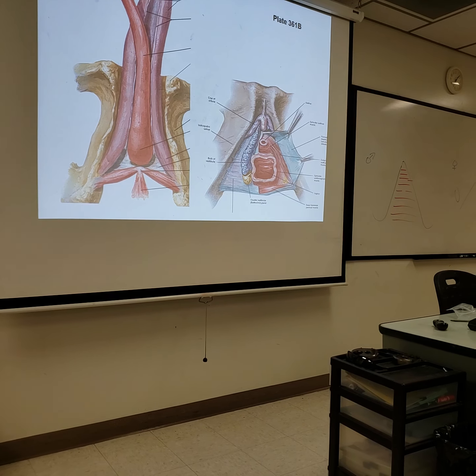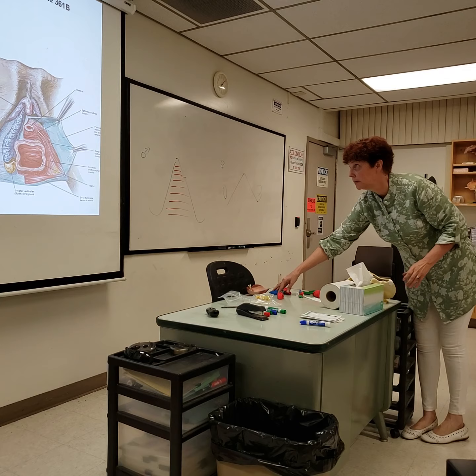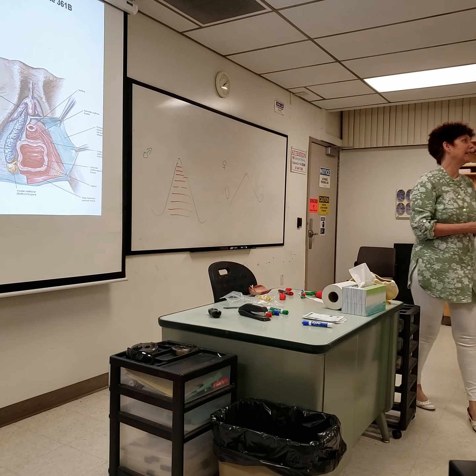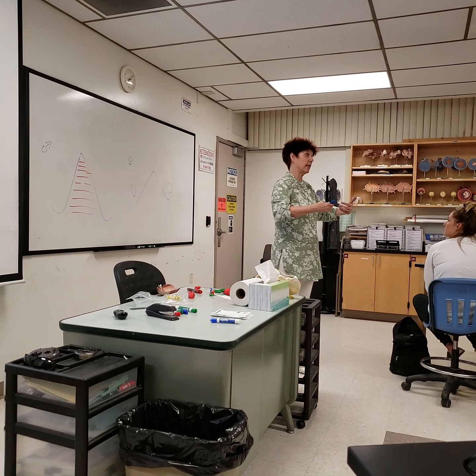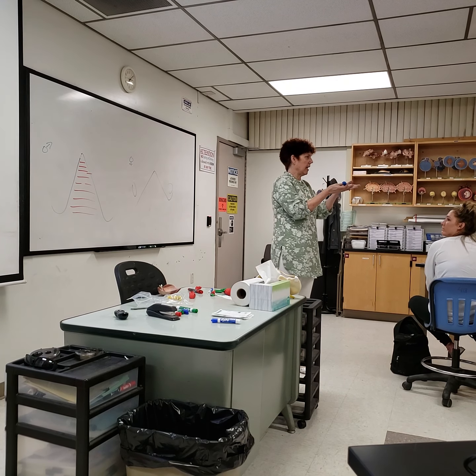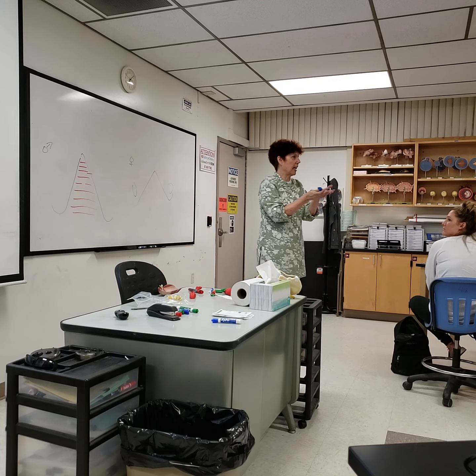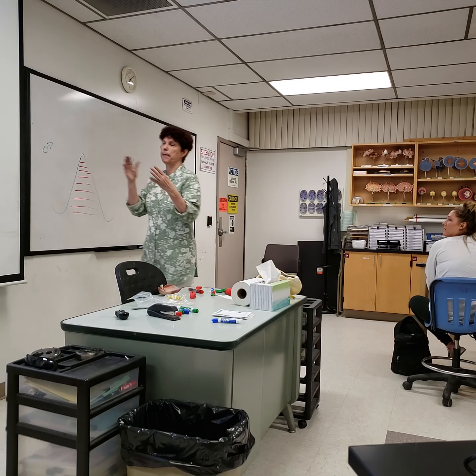So, what are we going to make out of blue? In the female, instead of a single bulb, we have a split bulb that surrounds the space of the vagina and the urethra, and the space between the labia.